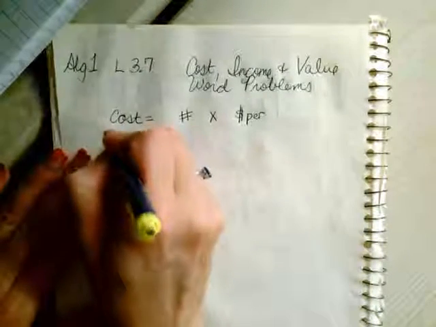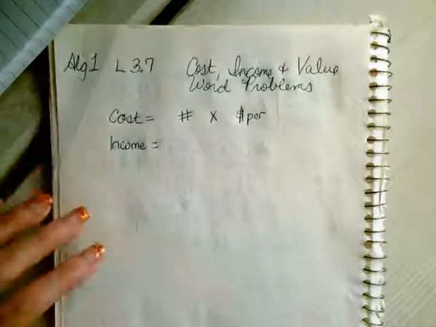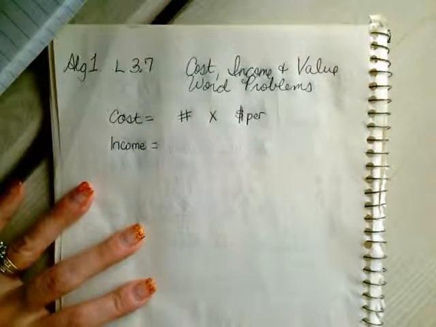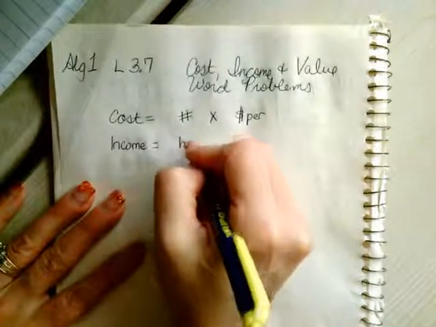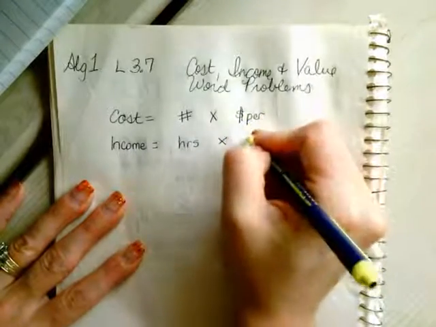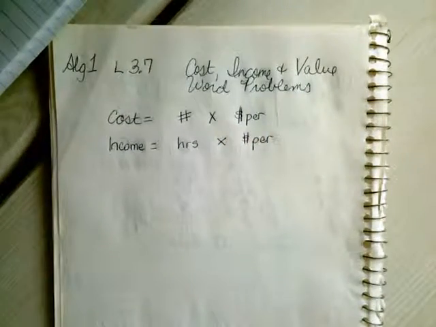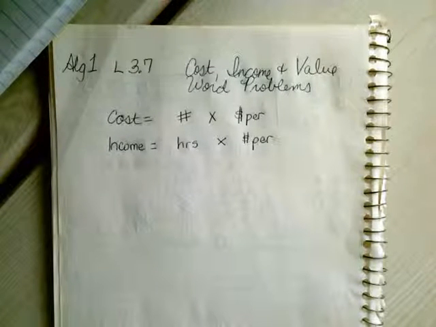Income. Pretty soon you guys are all going to start working. Get you a little cash. Income is the hours you worked multiplied by the dollars per hour. Back when I was 15, I worked for $3.35 an hour. That was minimum wage. So $3.35 times my hours would give me the income.